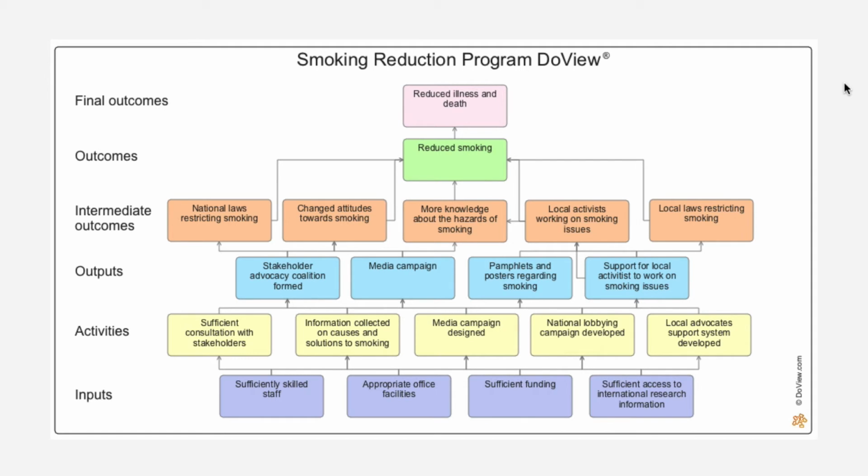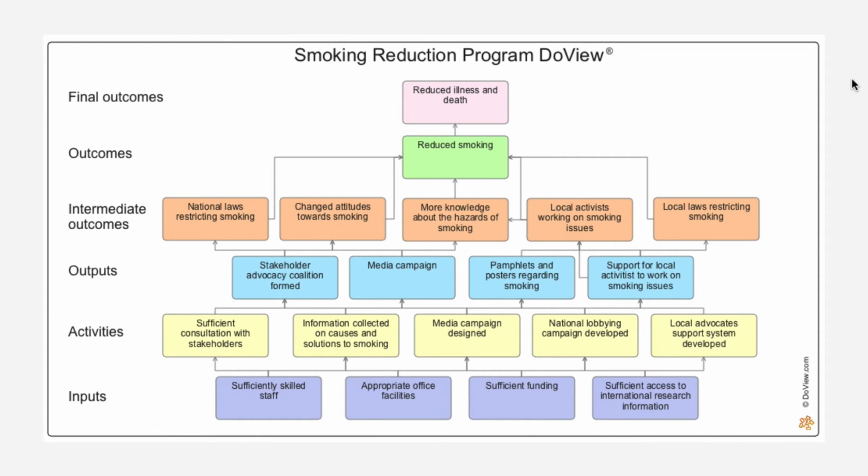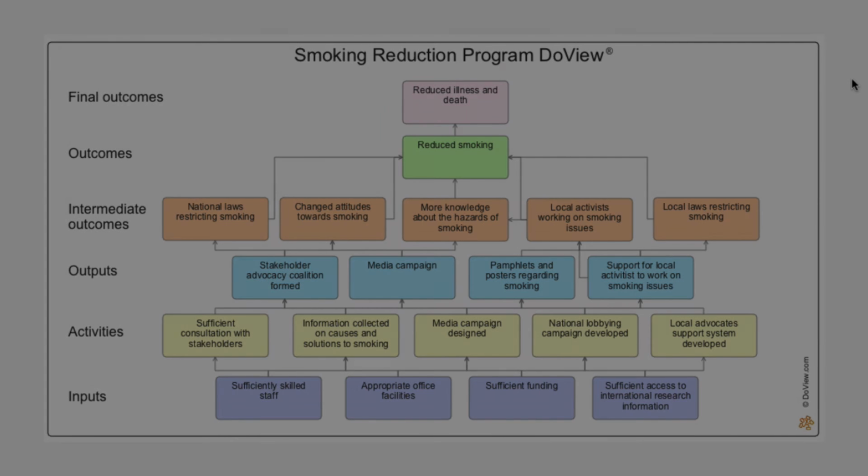And lastly, here we have a bottom to top model. So this one again is about smoking, and at the top you have final outcomes, reduced illness and death, reduced smoking, etc. And so this model works from the top to bottom, or the bottom to top, depending how you look at these things. So you've seen these couple of examples of how DoView can be used to build different types of models, what's sometimes called intervention models, logic models, theories of change, program theories, results chains, etc.